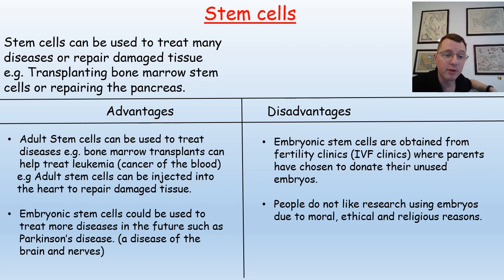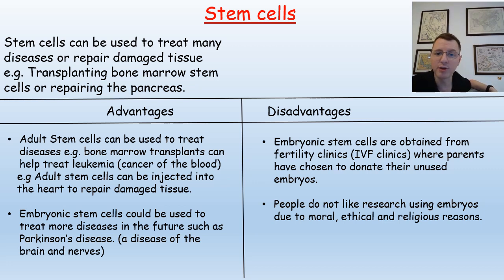So what are the advantages? Well, adult stem cells can be used to treat diseases, as we've just discussed. Bone marrow transplants can help treat leukemia and cancers of the blood. And adult stem cells can be injected into the heart to possibly repair damaged tissue. Both clear advantages. Embryonic stem cells could be used to treat more diseases in the future. For example, Parkinson's disease, which is a disease of brain and nerve cells.